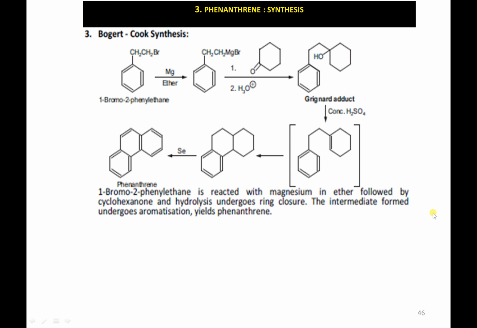Third is the Bogert-Cook synthesis, which again starts with 1-bromo-2-phenylethane. This is converted to its alkyl magnesium bromide, alkyl rather, because phenylethyl is an alkyl group. Then it's treated with the ketone, so it adds on the same lines to give a Grignard adduct, which is dehydrated and then cyclized under very high temperature and selenium aromatization, and you get phenanthrene.